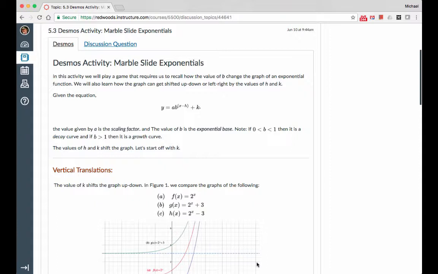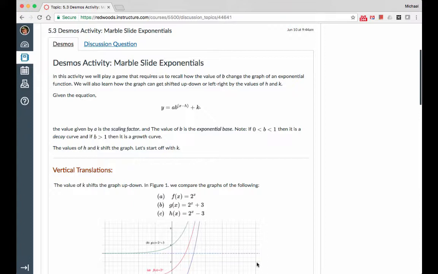So the equation we're going to be working with is y equals a times b raised to the x minus h, plus k, where the value of a is a scaling factor. We won't be considering that very much in this activity. And the value of b is the exponential base. Recall that if b is between 0 and 1, then it's an exponential decay curve. If b is greater than 1, then we have an exponential growth curve.